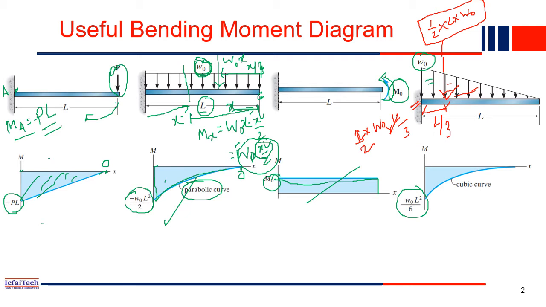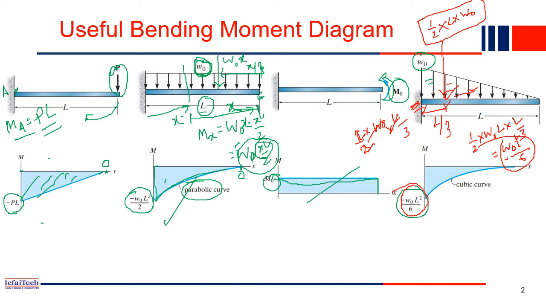It is W by 2, na? Sorry, I just missed it. So the total load is actually half into W naught into L, right? This is the area, that is the concentrated load acting at a distance of L by 3. So how much will it be? W naught L square by 6. So that much moment will be acting at this point. So that's what we have written, W L square by 6.